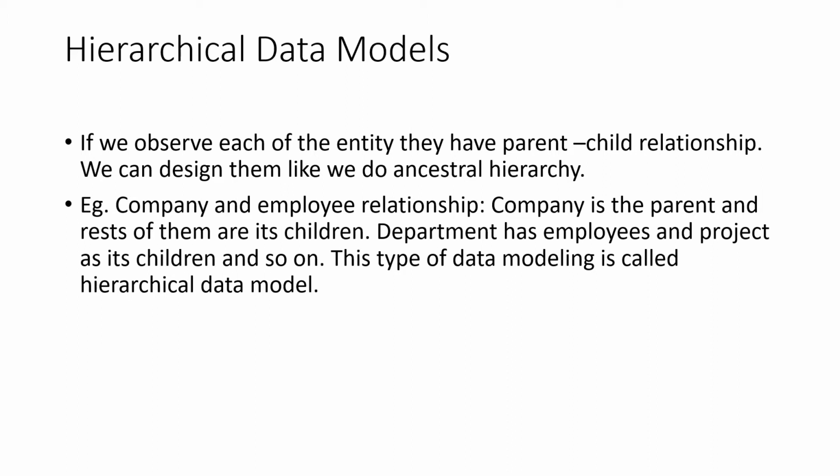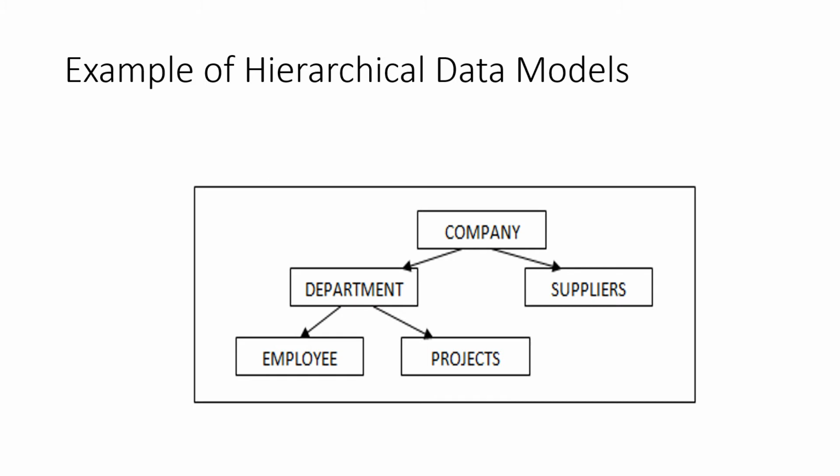Suppose there is a company, and we have to represent a company-employee relationship. Then company is the parent and all the employees are children of it. There can be departments, there can be projects, and these can act as children of the parent, that is the company. This is the way of representing a hierarchical data model. So this is an example of it: company, department, company, suppliers. Then a department has two children. This is employee and this is project.